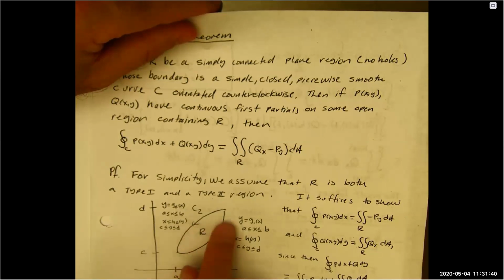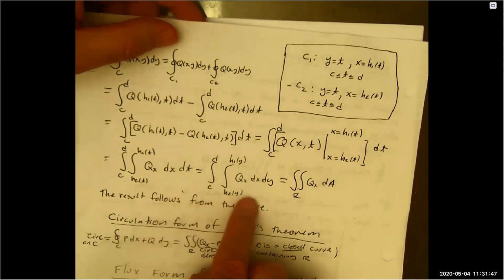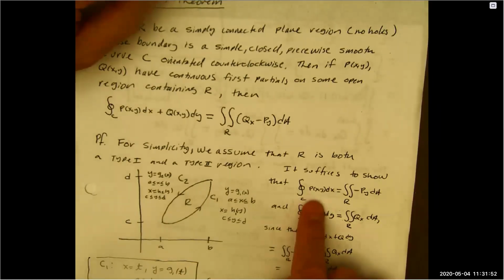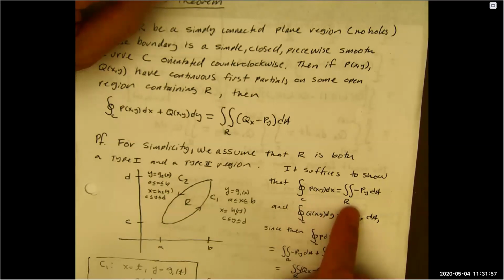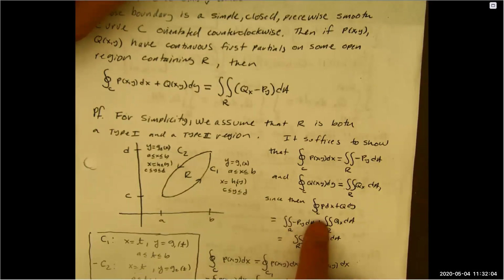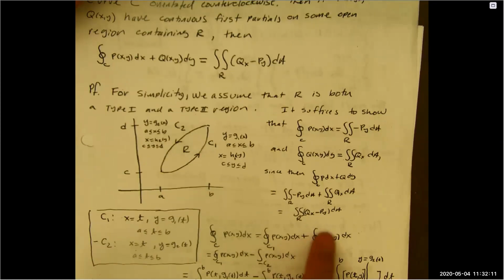And so we're talking about integrating over R. And so the result follows because now we have the line integral of P equals minus the double integral of Py over R, and the line integral of Q equals the double integral of Qx over R. And so adding those up, we have the result of Green's theorem.